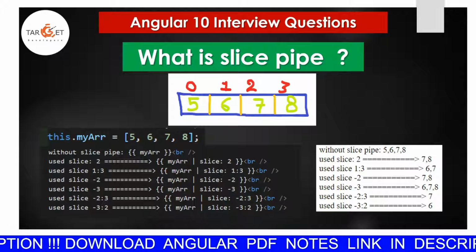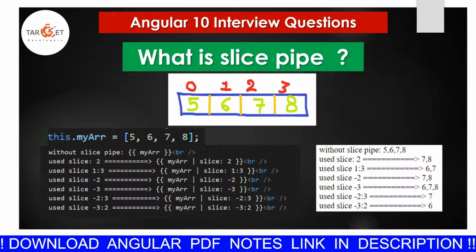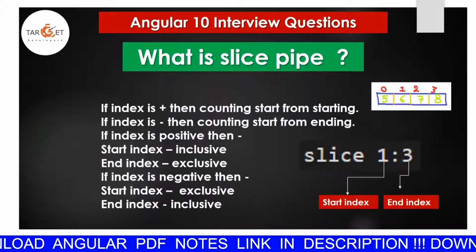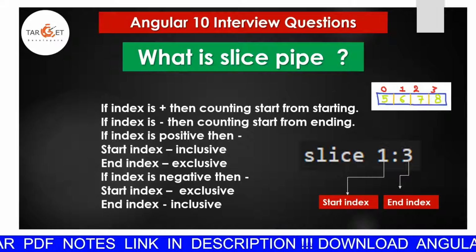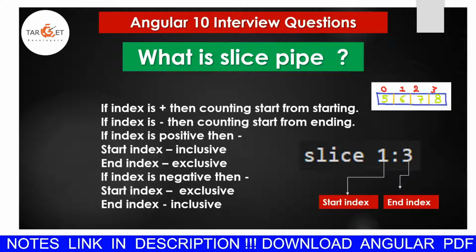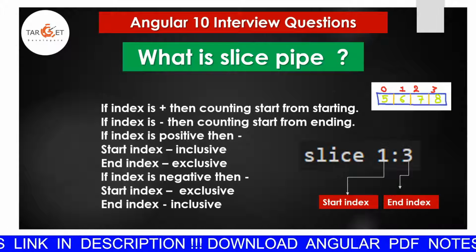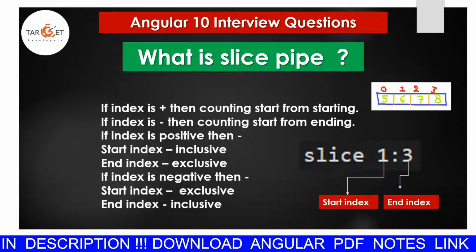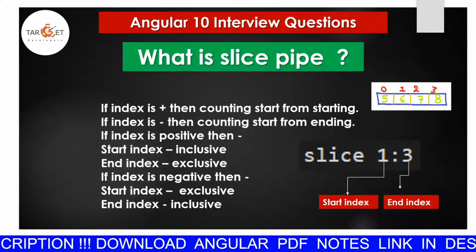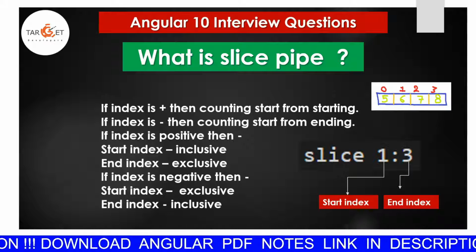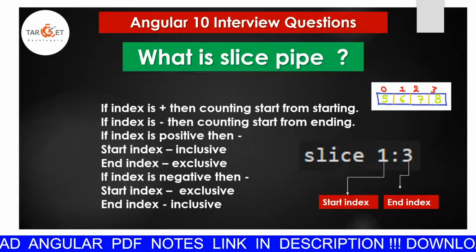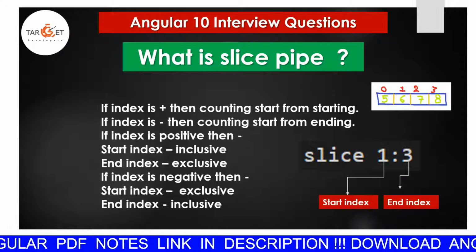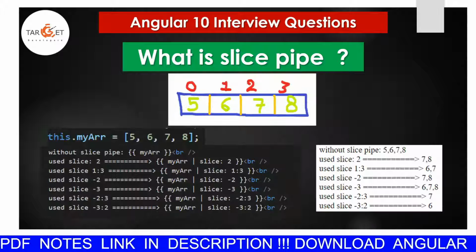This is a positive index, as we all know. We read the rules before, guys. If the index is positive, then counting starts from the start, so we have to count from the start. And second, if the index is positive, then the start index is inclusive and the end index is exclusive. It means the start index you have to include and count, and the end index we have to leave out, exclude.